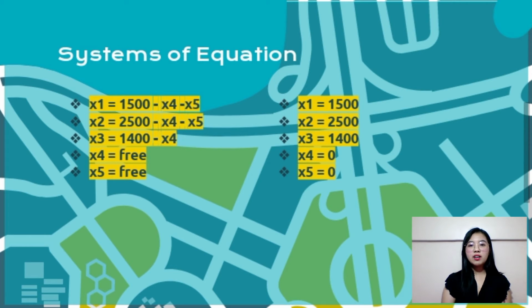That is why we use the RREF method. It assumes that the free variables are equal to 0. That is why we got these answers: x1 is equal to 1,500 vehicles per hour, x2 is equal to 2,500 vehicles per hour, x3 is equal to 1,400 vehicles per hour, and x4 and x5, the free variables, are 0.